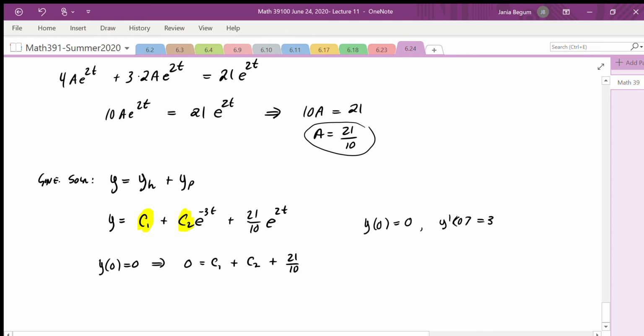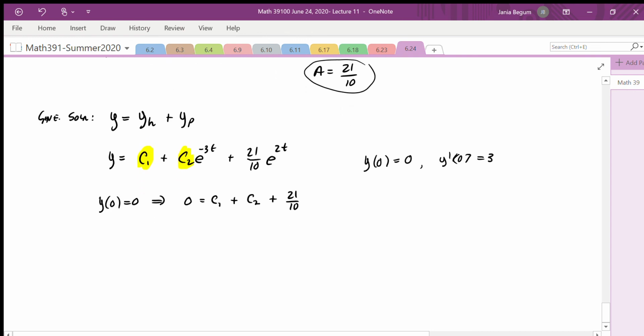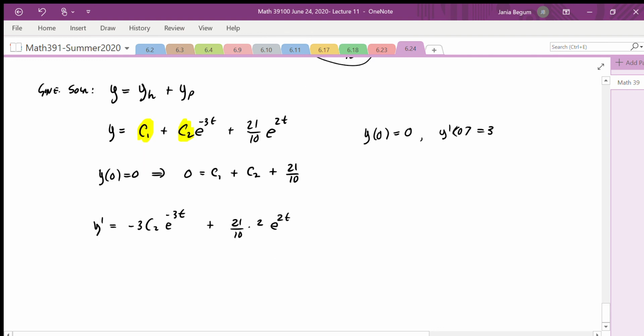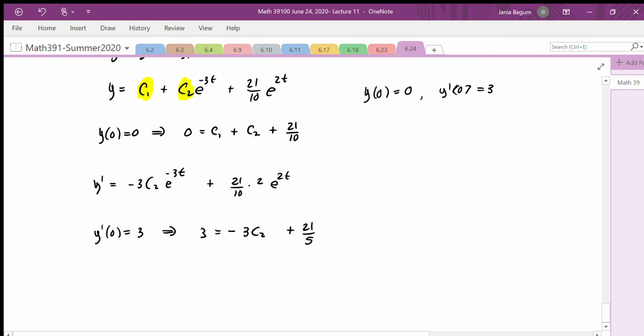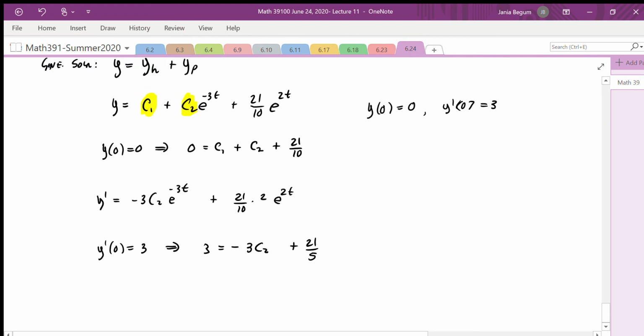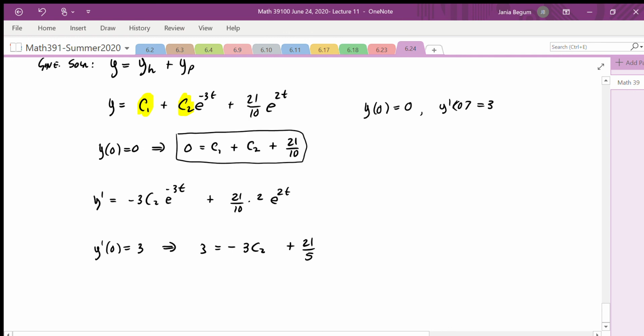And then the second condition we apply on our derivative. So we compute y prime. That would be negative 3 C2 e to the negative 3t plus 21 over 10 times 2 e to the 2t. And then apply the second initial condition. y prime of 0 is 3, which means we have 3 is equal to negative 3 C2. And then I can simplify the second term. That's plus 21 over 5. This will allow me to solve for C2. So we have two equations that we're going to solve.